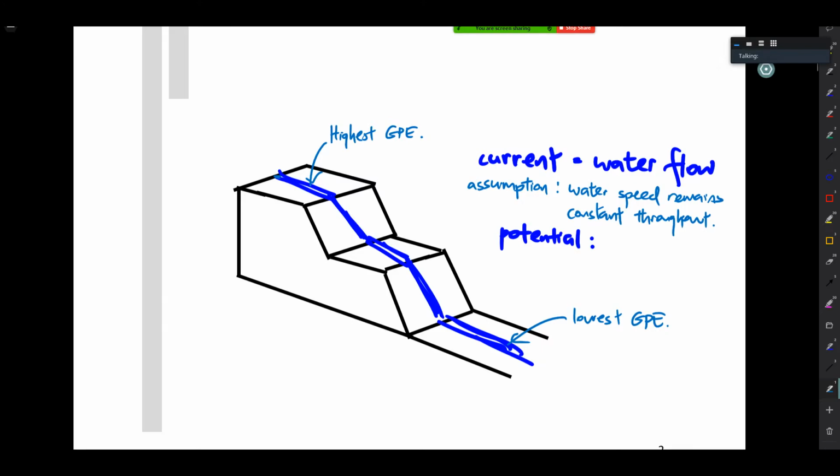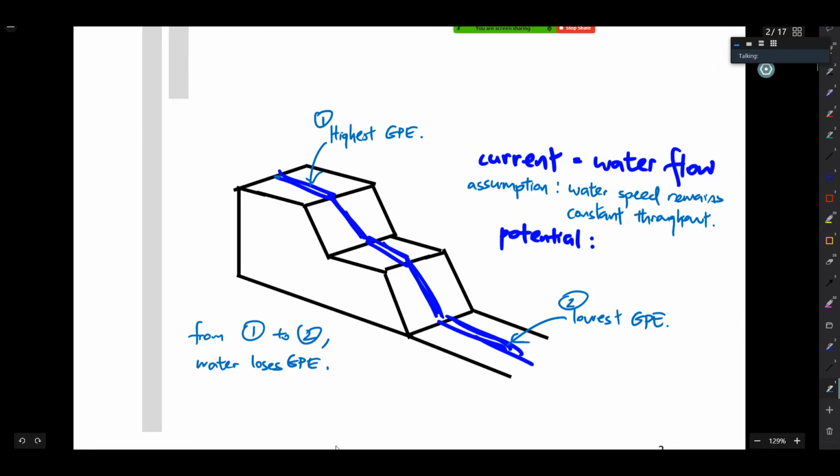Okay, so just quickly, from point 1 to point 2, you'll realize that the water is losing GP. So from 1 to 2, water loses GP, right? I think we can stop here, and then we can move on to the idea of potential difference.